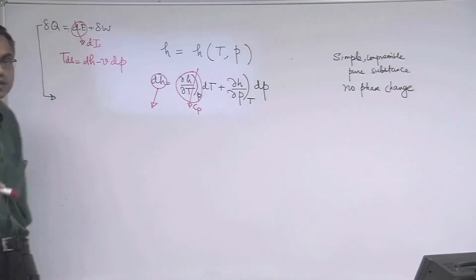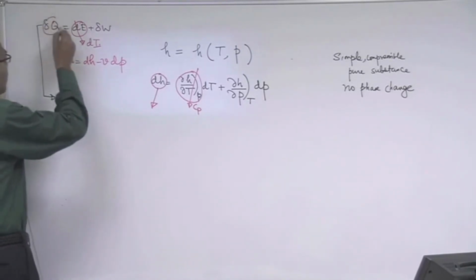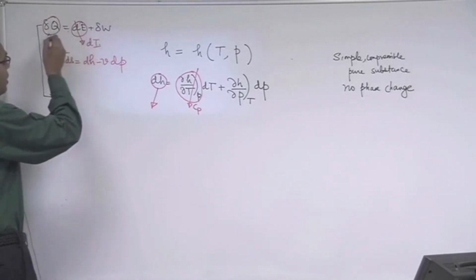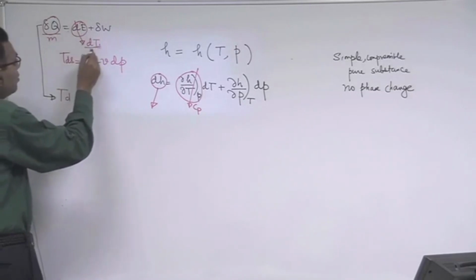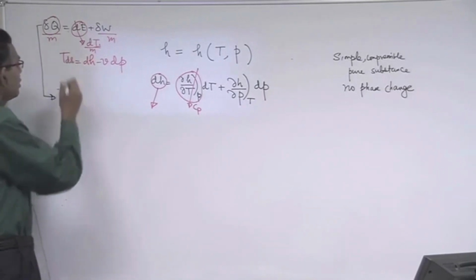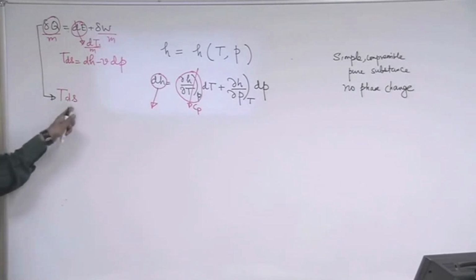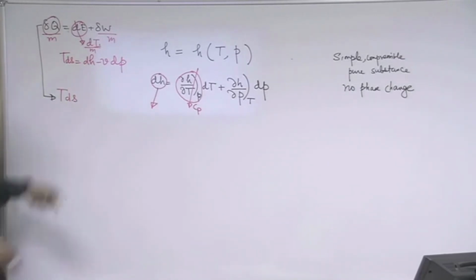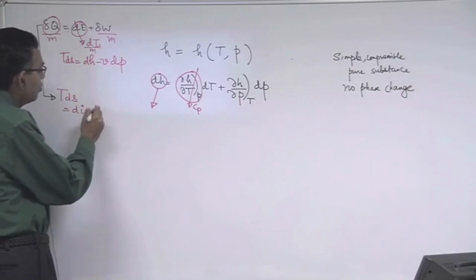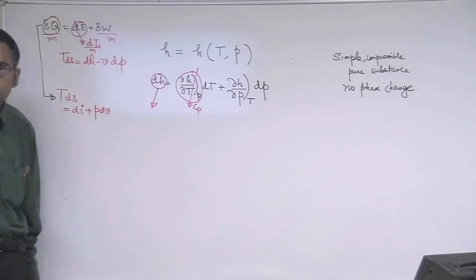The next two assumptions are very critical. Instead of del Q we will write TdS. Well, the next step we will divide all the terms per unit mass. So, we will write in terms of the specific quantities. In place of del Q we will write TdS, and in place of del W we will write PdV.